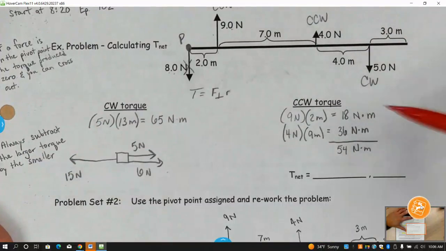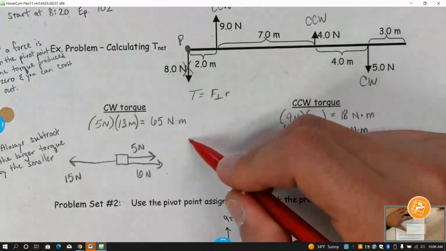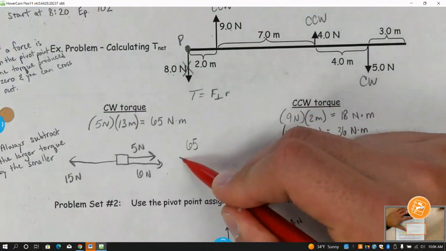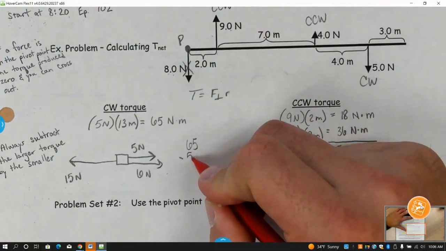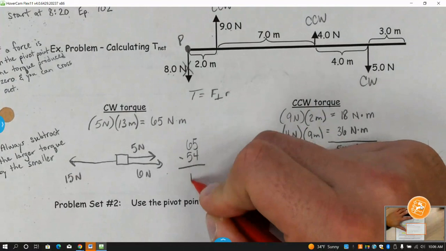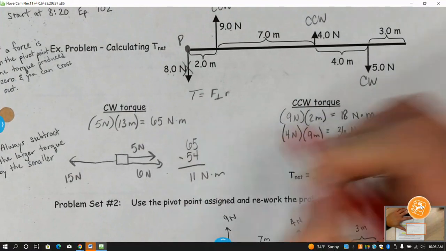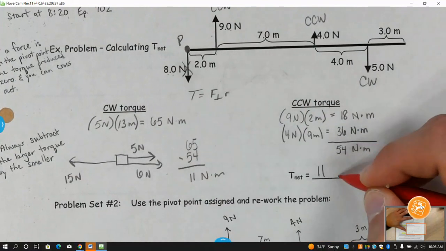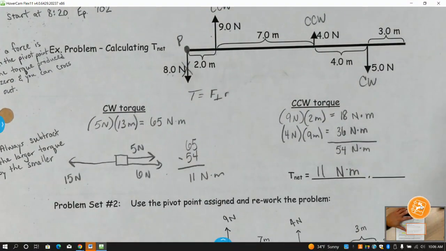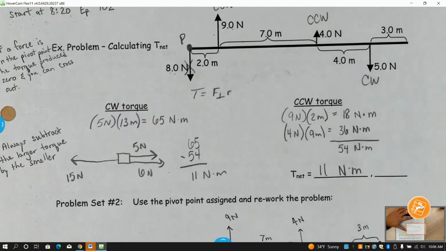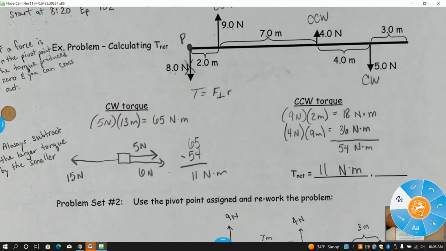So here, you are going to wind up doing 65 minus 54, and this is going to give us 11 Newton meters. So the net torque is 11 Newton meters, and in what direction? Who had the greater value? Clockwise.